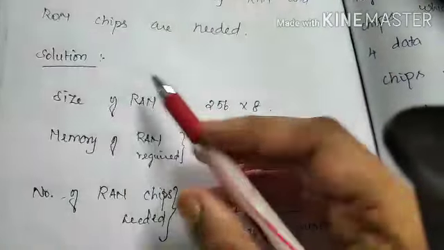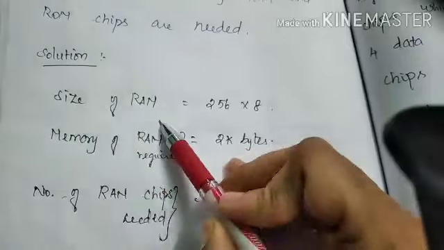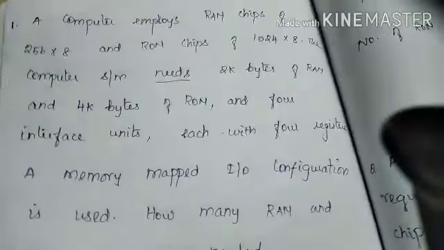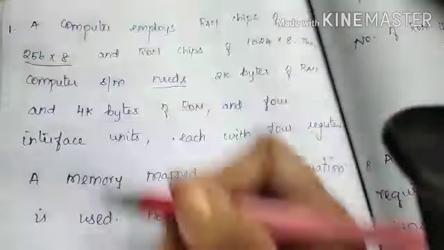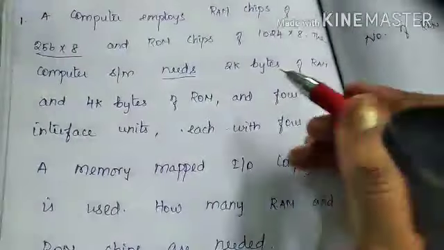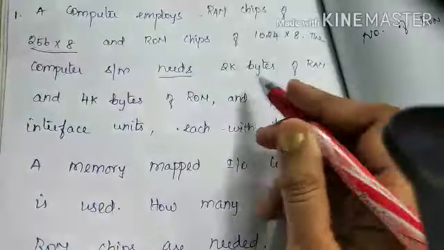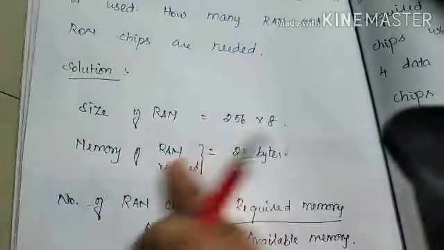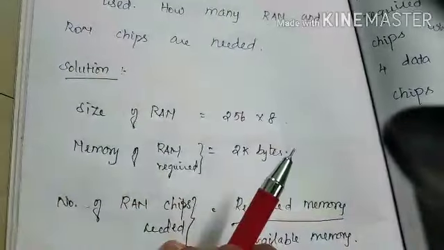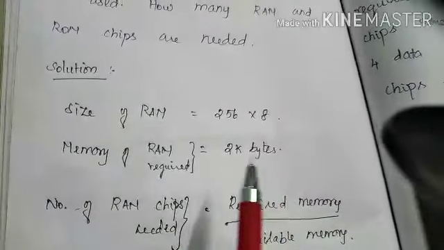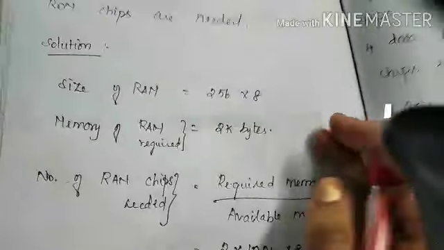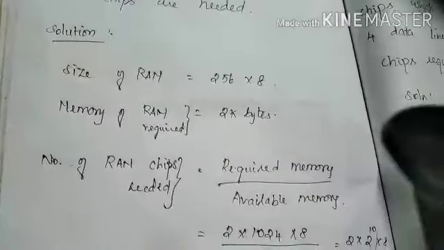First we will find the size of RAM. So what is the size of RAM? They have given 256 x 8. What is the requirement of RAM? 2K bytes. So the memory of RAM required is 2K bytes. The number of RAM chips required: the formula is required memory divided by available memory.